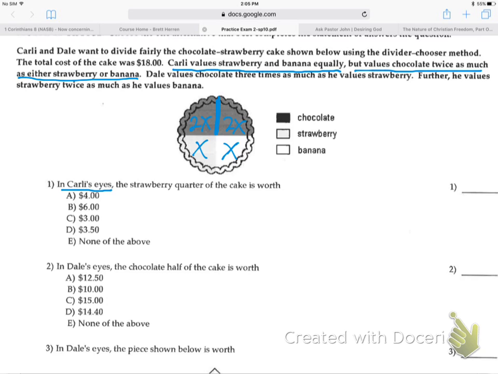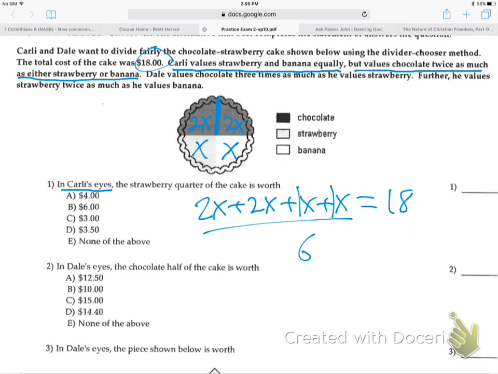Right? Okay, now what do you do with that? Well, you go 2X plus 2X plus X plus X. They all add up to be $18, because 18 is the total value of the whole cake. So if you add all that up, that's 1, 2, 3, 4, 5, 6X. 6X is 18. Solve for X, divide by 6. X is 3.